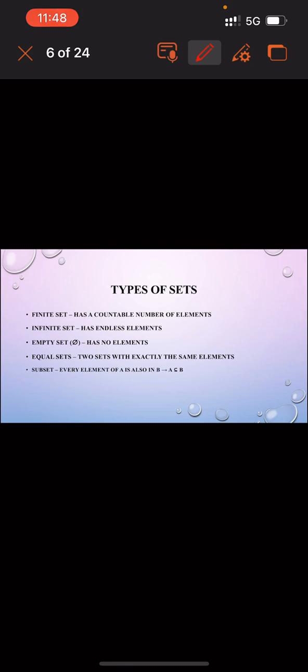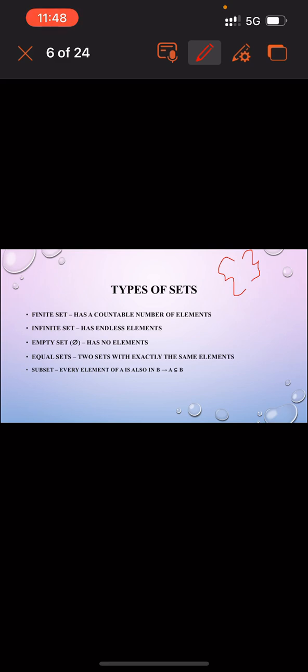Now types of sets. Many types we have: finite set, infinite set, empty set, equal set, subset. Empty set means the set has no elements. That means inside the curly bracket we don't have any elements. Then that set is called empty set.